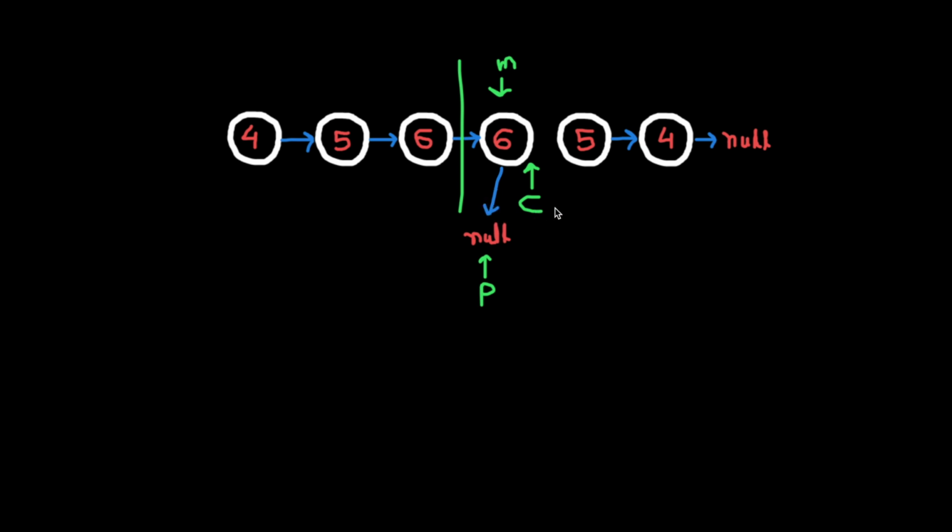And then we'll update our pointer in this way. So this current pointer will point to here, and this pre pointer will point to this. Similarly, in the second iteration, the next pointer of this will point to the pre pointer in this way.